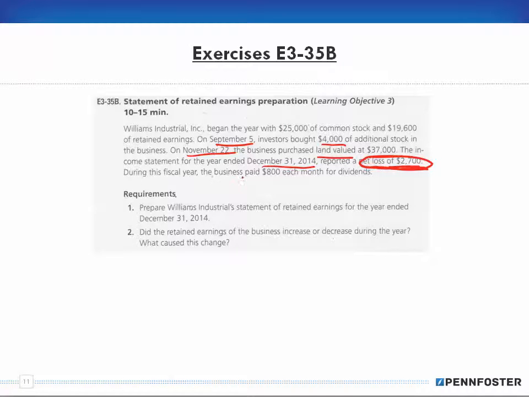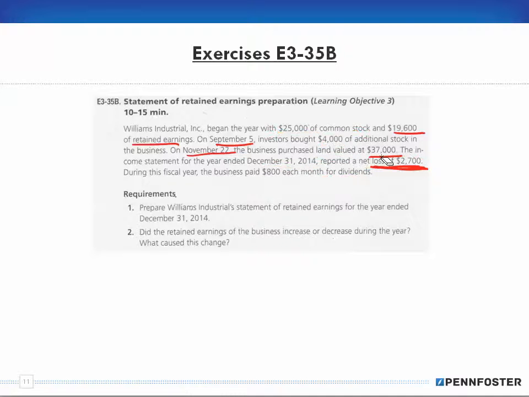During the fiscal year, the business paid $800 each month in dividends. Right. So it began with $25,000 of common stock, $19,600 of retained earnings. And then there were these transactions. Now it says here, prepare the statement of retained earnings for the year ended December 31st.